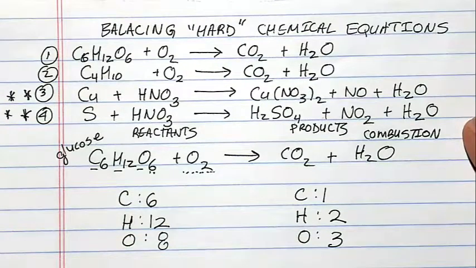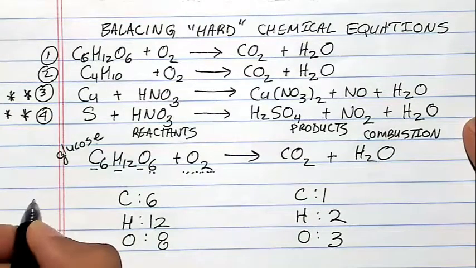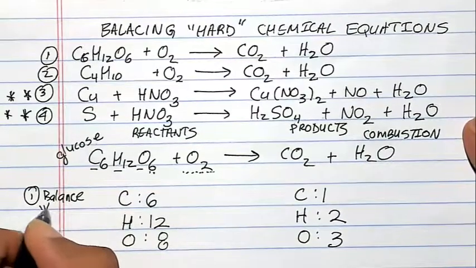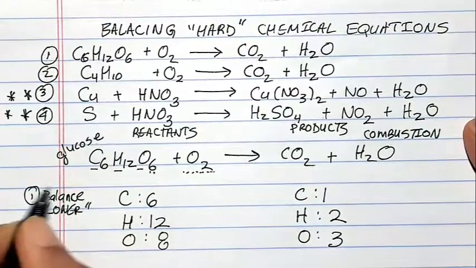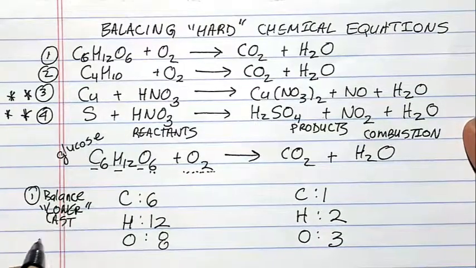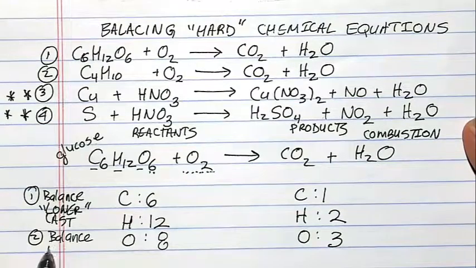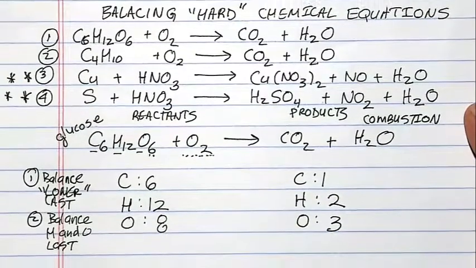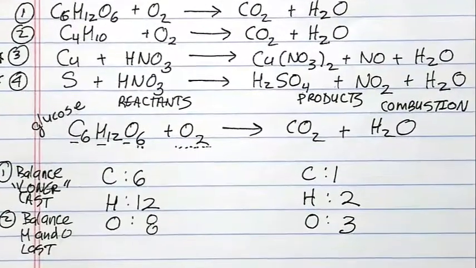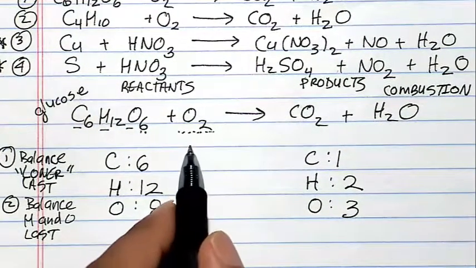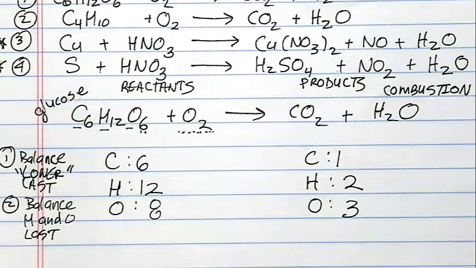Go for the simplest first. The simplest first would be the carbons. So if I were to make a guideline, maybe balance loner last. Now you're going to have to find out what the loner is. And then I would usually like to balance my hydrogens and oxygens last. Okay, this is a general rule of thumb, but it's usually not set in stone. Okay, in this case, my oxygen represents my loner, so usually I'm going to balance that last.